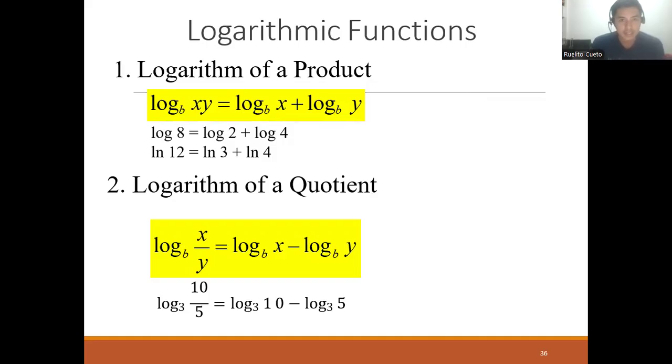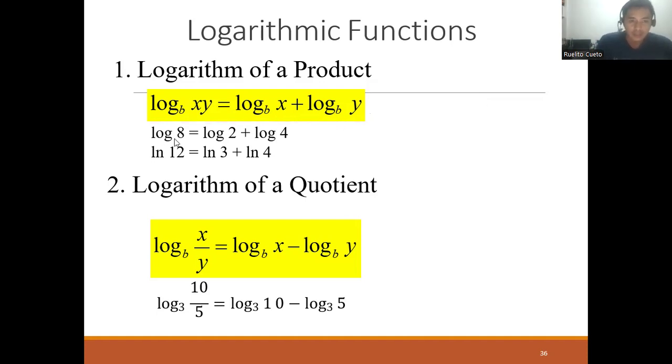So we will discuss properties of logarithm. And the first property is logarithm of a product, or what we call the product rule. The logarithm of a product is the sum of the logarithms. Now, if you have log of xy to the base b, that is equal to log of x to the base b plus log of y to the base b. Make sure that the bases are equal.